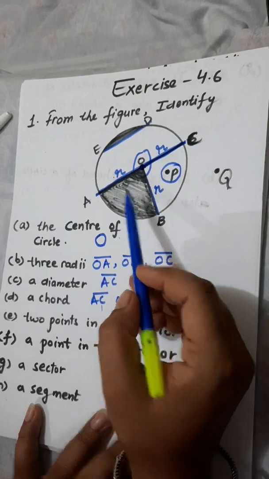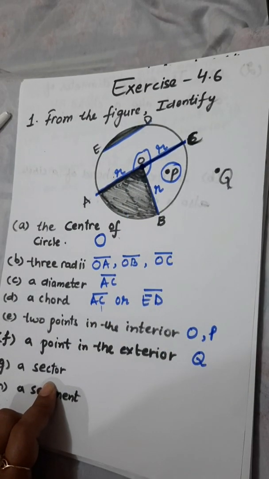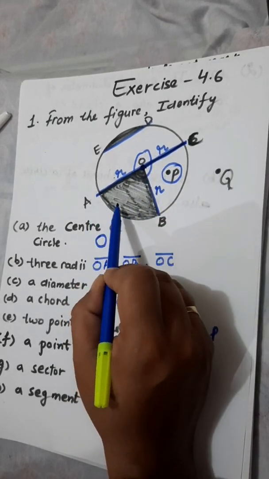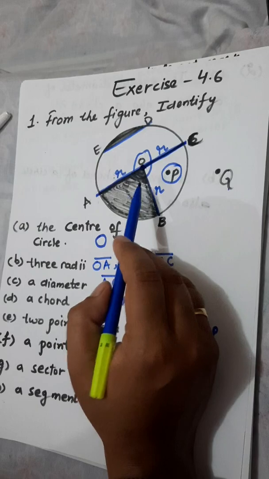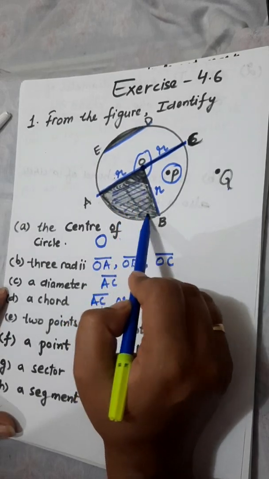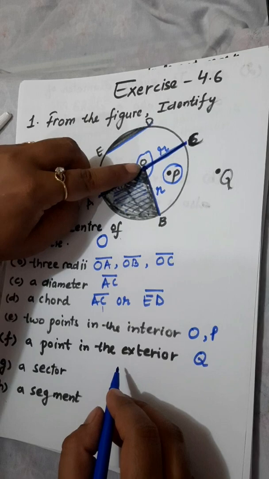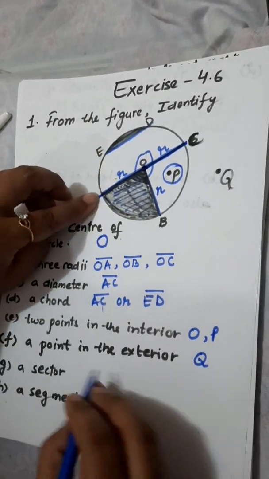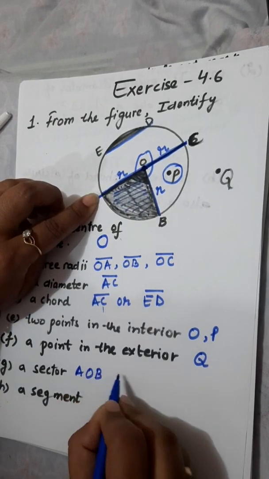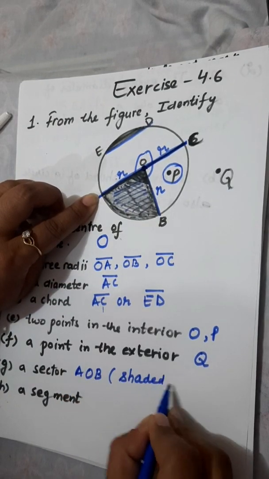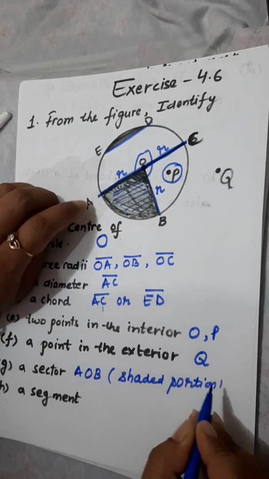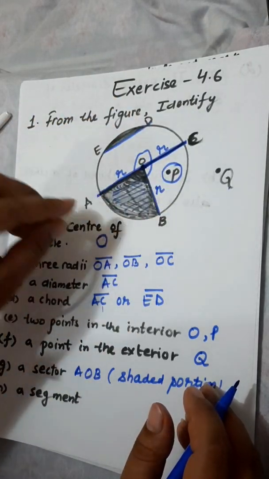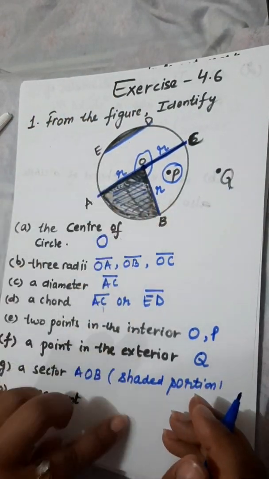And then we have a sector. As we know that sector is a part of circular region of the plane enclosed by the arc and its two bounding radii. So here this portion is our sector. So I will write AOB, and here I also write shaded portion, because AOB can be thought of like this also. This is also AOB part, but here I will write AOB shaded portion.